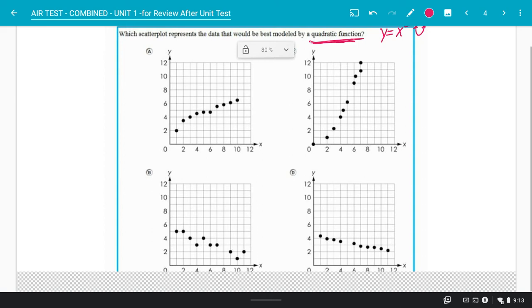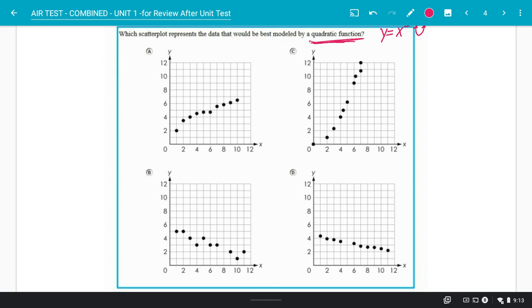Now, which one of those looks U-shaped? This one? This one? This one? Or this one? C. Now, it's only half of it, right? But it should have been C.